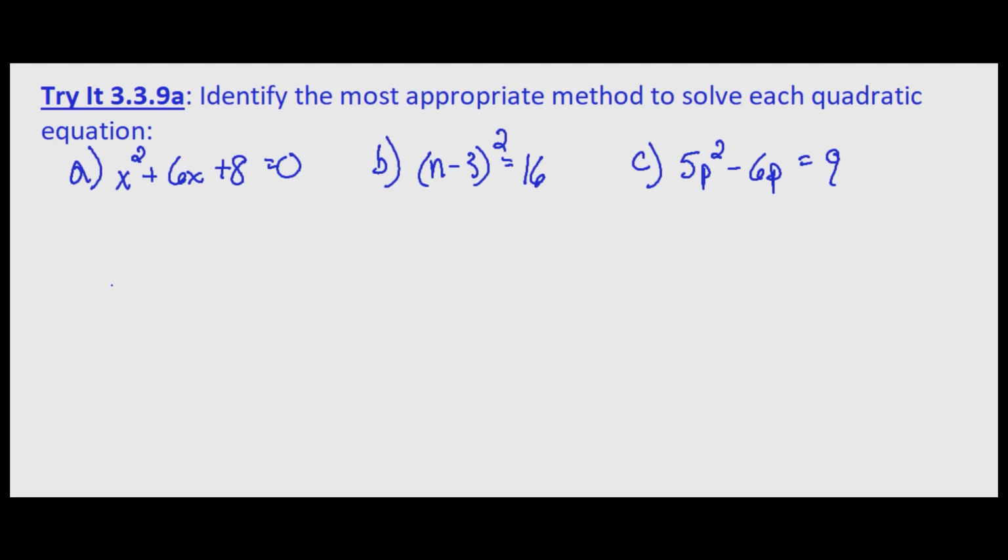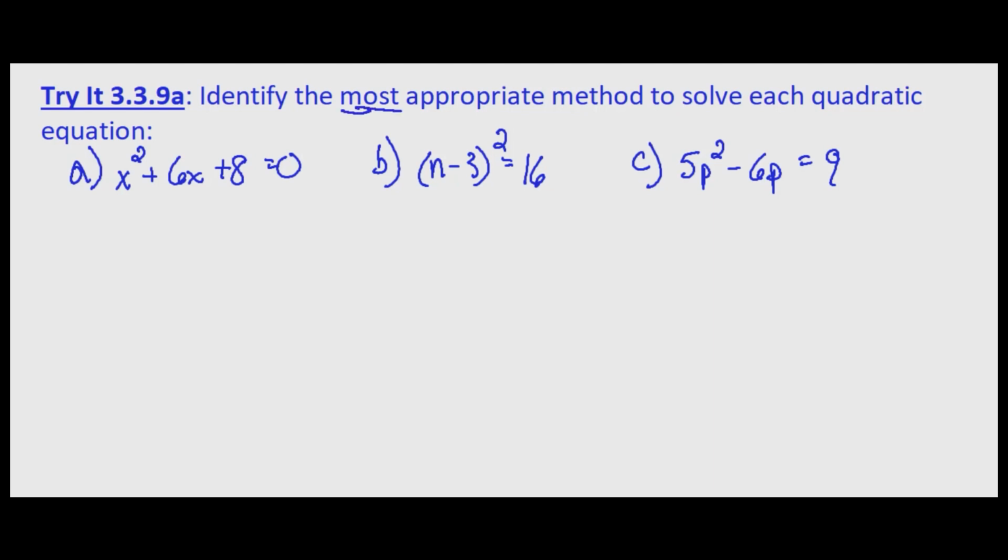So if we look at A, we have x squared plus 6x plus 8 equals 0. The first place we're always going to look is factoring. So are there any numbers that will multiply to 8 but add to 6? Because we have a positive 8 and we have a positive 6.